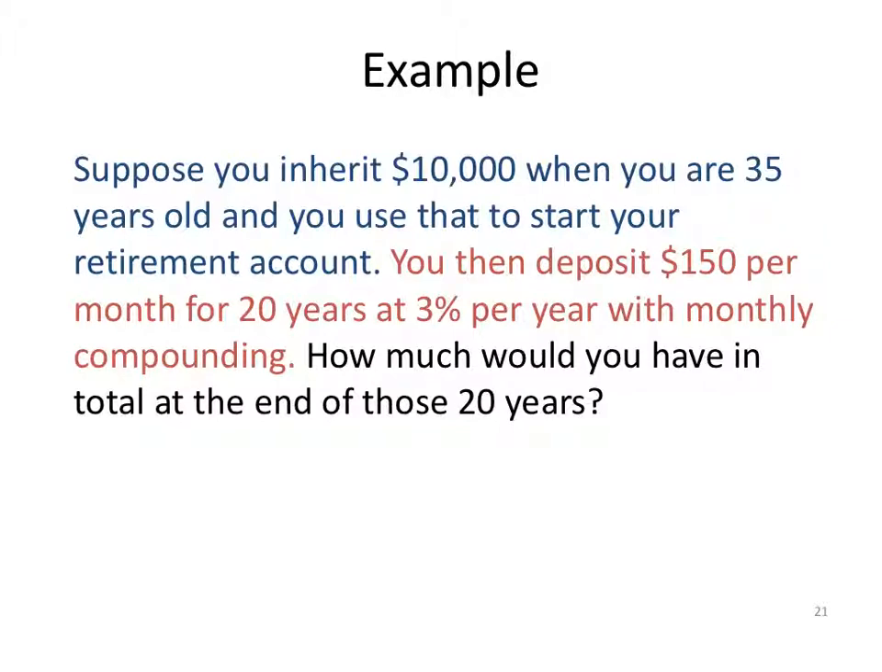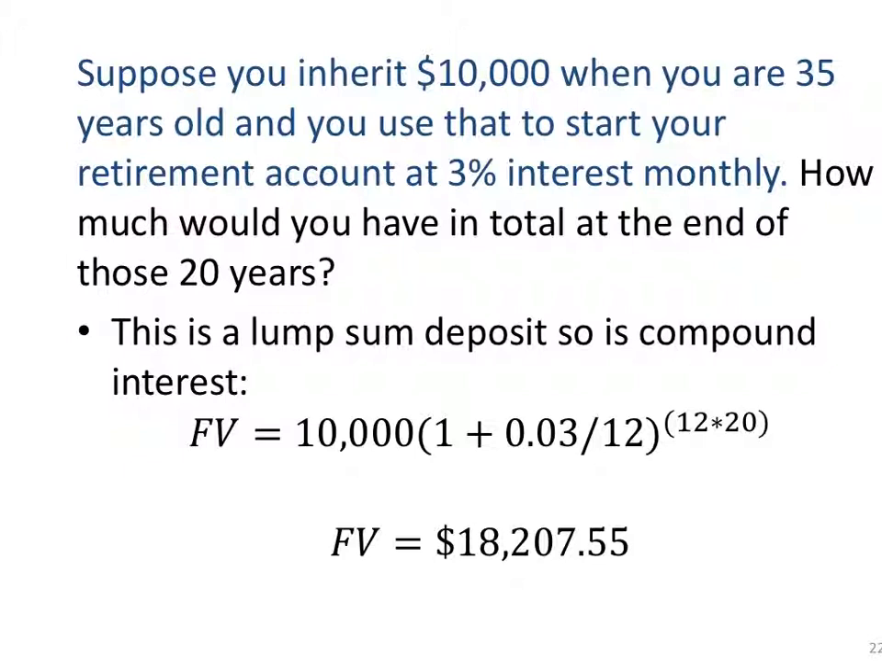Let's take a look at this step by step. Suppose you inherit $10,000 when you're 35 years old and you use that to start your retirement account at 3%, 30% would be awesome, 3% interest monthly. At the end of 20 years, notice this is a lump sum deposit. This is $10,000. It's not a periodic payment. It's, here's a bunch of cash, I'm going to put it in the bank. This will be compound interest.